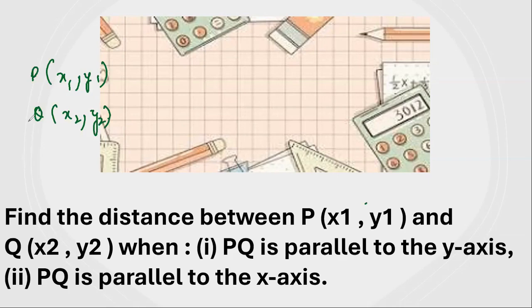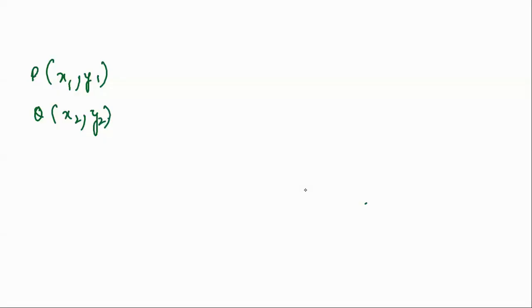Now, the coordinates are in the form of variables, so you don't know whether x1 is positive or x2 is positive, or x1 is negative, y1 is negative, y2 positive. You don't know, so we just have to assume. Now they are saying that you have to find the distance between the two points. Suppose this is point P and this is point Q. You know that distance, the length, is always positive. It can't be negative.